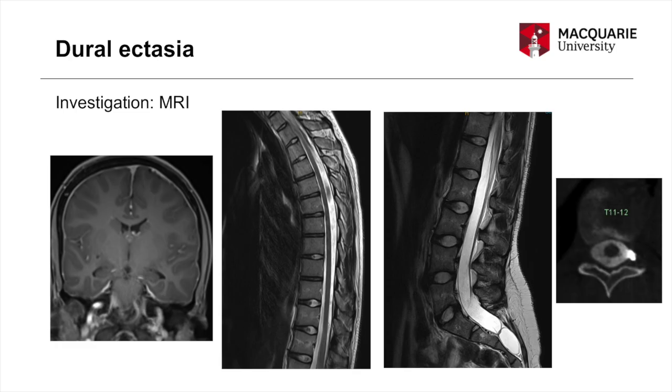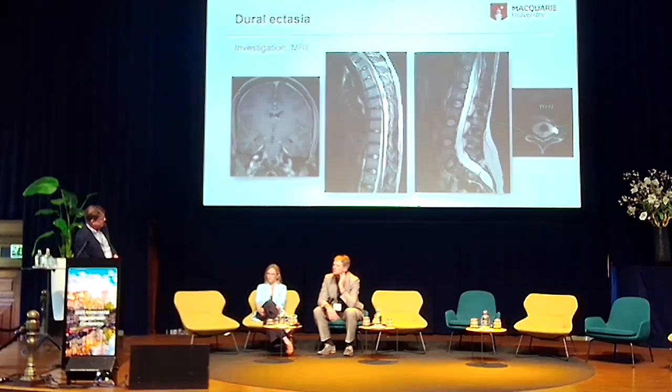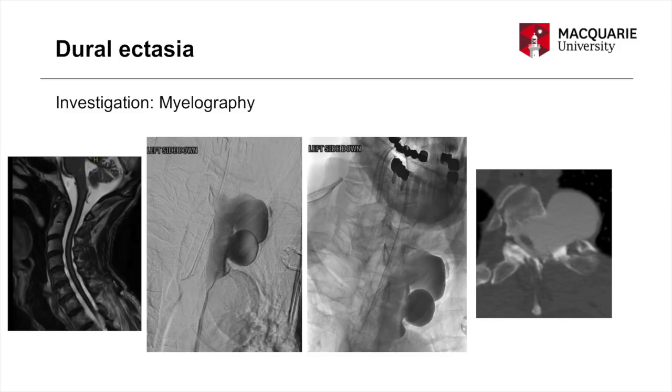Obviously, MR is best for showing the cranial signs of intracranial hypotension. This is the same case, the 16-year-old girl, demonstrating there's a nerve root cyst here, which might give you the impression that that's the origin of the leak. Myelography is essential but difficult. This is the NF1 patient.